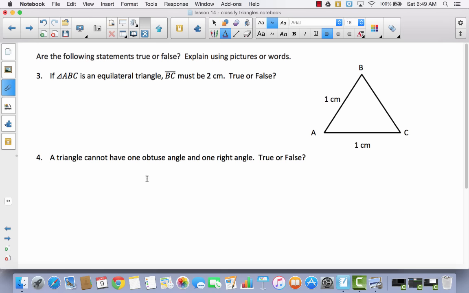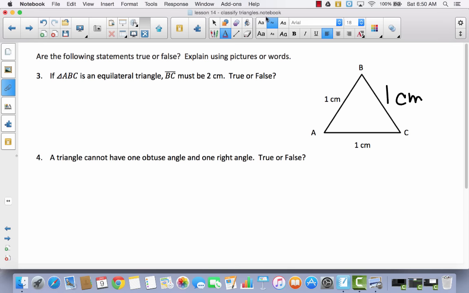All right, let's look at the next page. Are the following statements true or false? Explain using pictures or words. If triangle ABC is an equilateral triangle, BC must be 2 centimeters, true or false? Well, first of all, we have to think back. What does it mean to be an equilateral triangle? Well, an equilateral triangle, by definition, means that all 3 sides are equal. So, would line segment BC be 2 centimeters? If it's an equilateral triangle, this should be 1 centimeter, right?